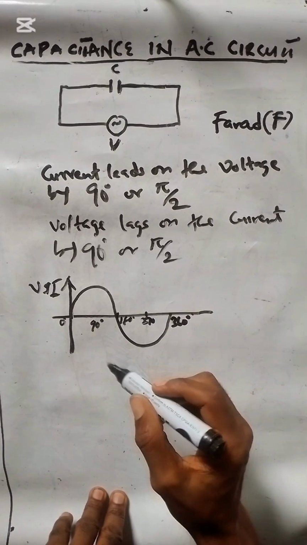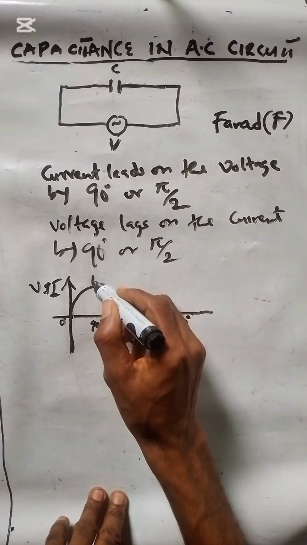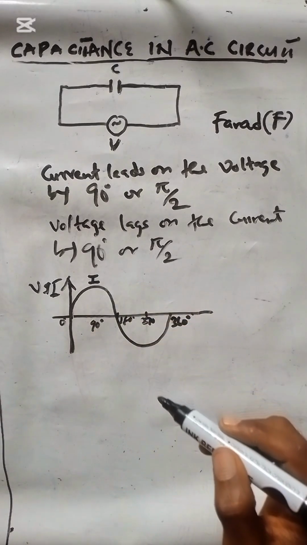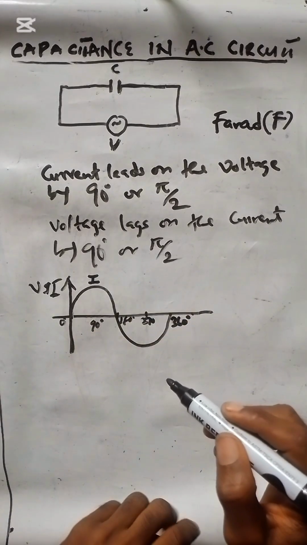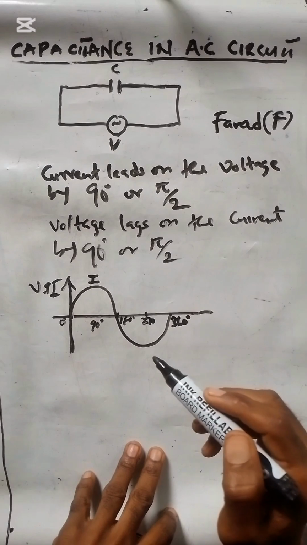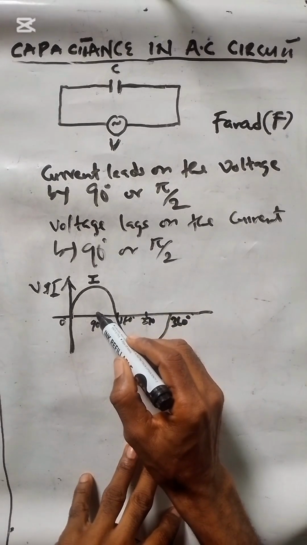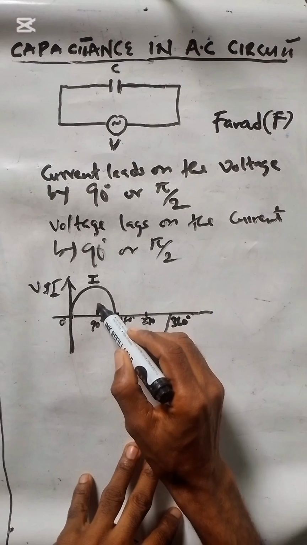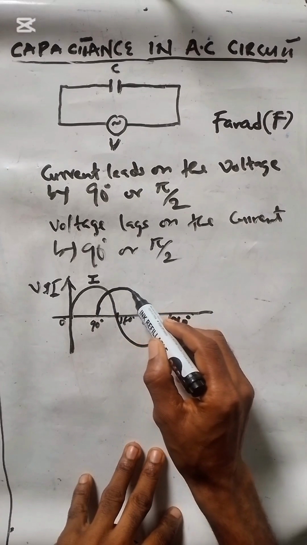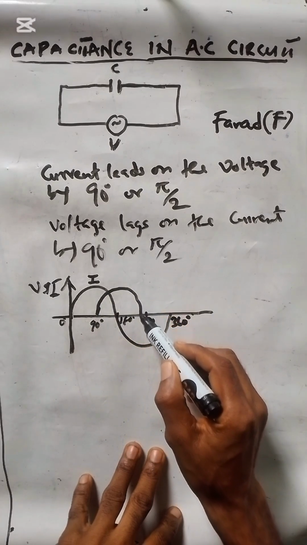So now, this is for the current. That is the current axis. That is the current curve. Now the voltage will move at this place. The voltage will continue its own at this place, like that.